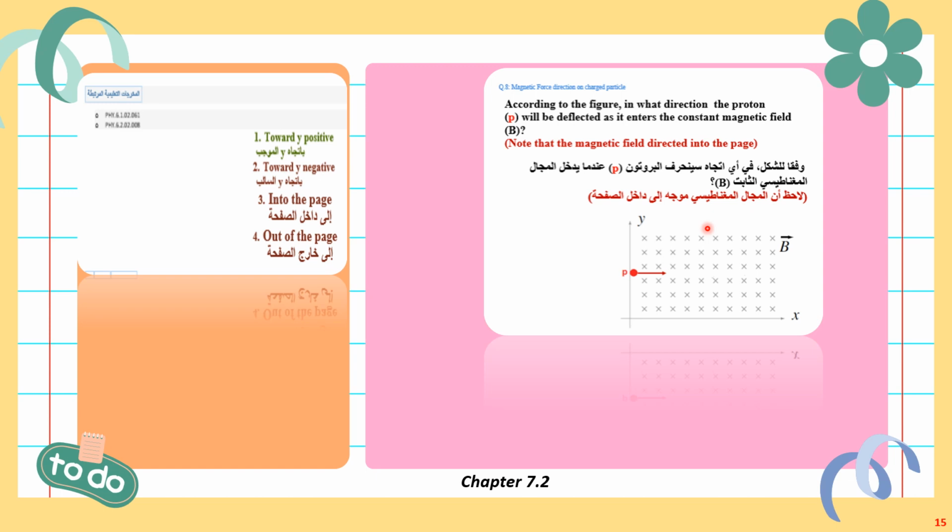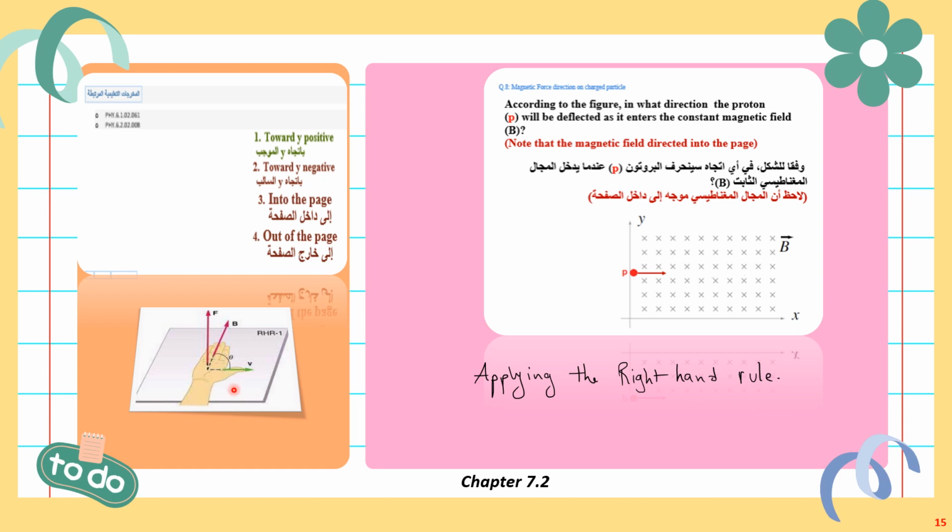So we need to define the direction of the force. What do you think the direction of the force is? We need to apply the right hand rule. Okay, so look at this. This is the right hand rule, where V, the motion of the particle, is going that way, B is into the screen, so F will be upward. So F is moving upward.